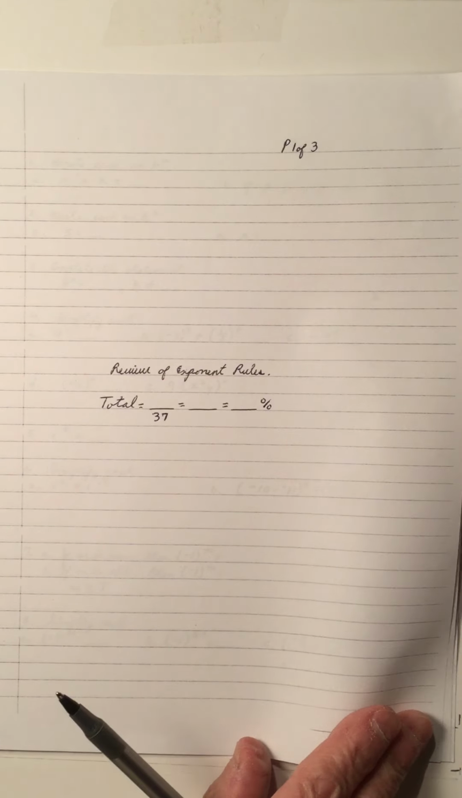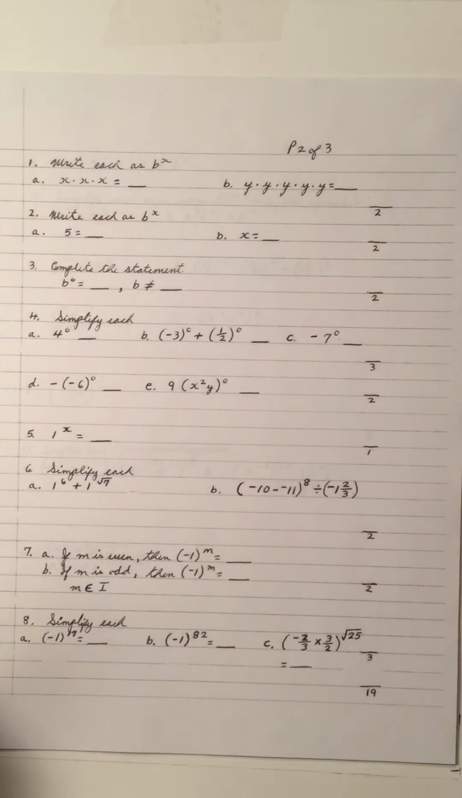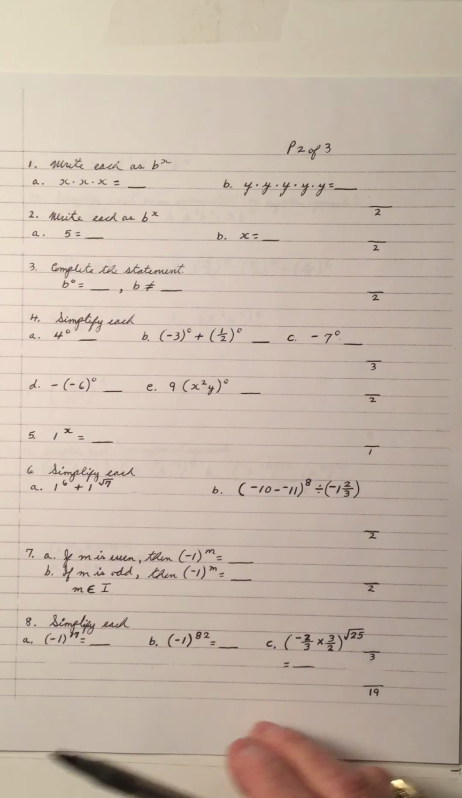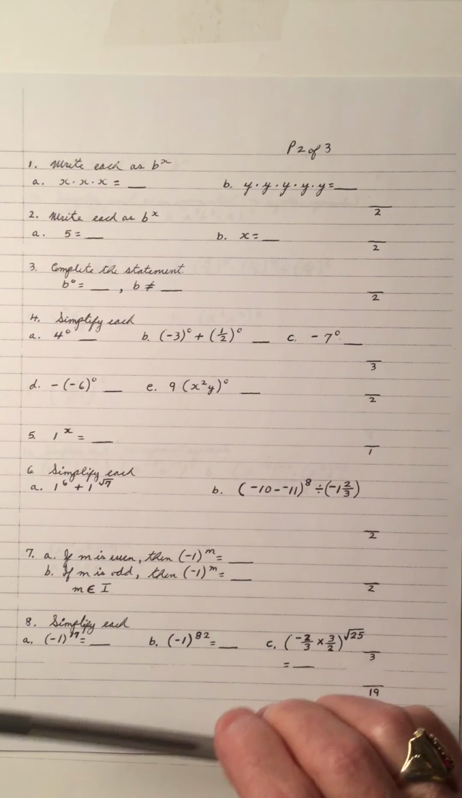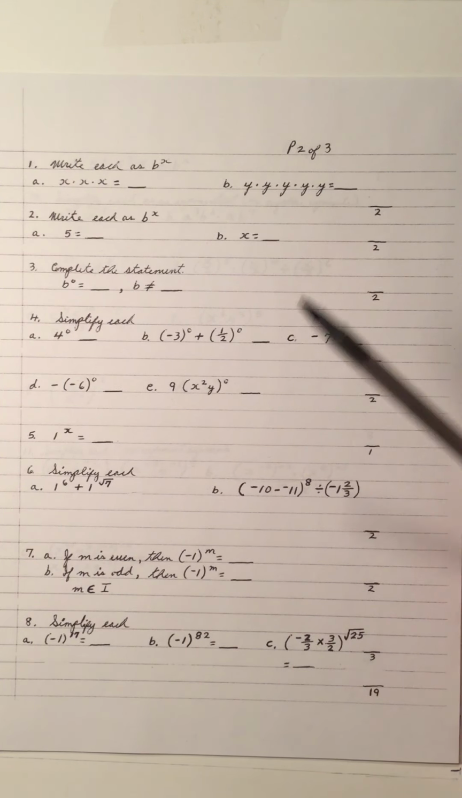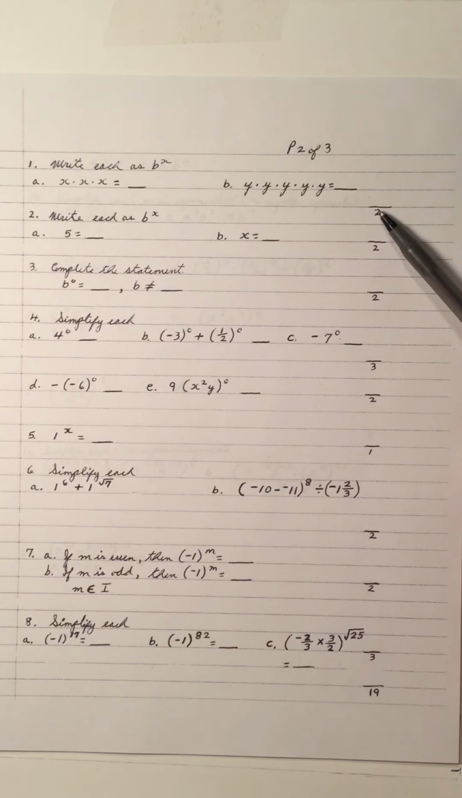So let's start page 2 of 3. So note, pause your video, work all these answers out, and then when you're finished, press play, and you'll get each of the answers. And as you get them right, put your score here, 2 right, 1 right, etc., etc.